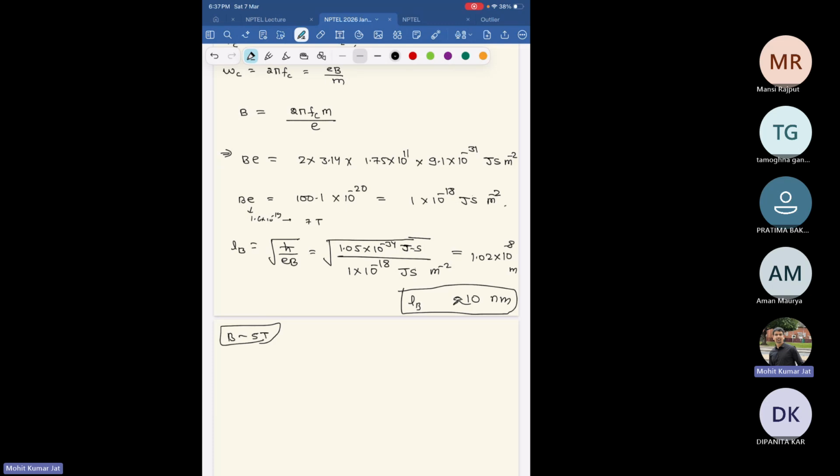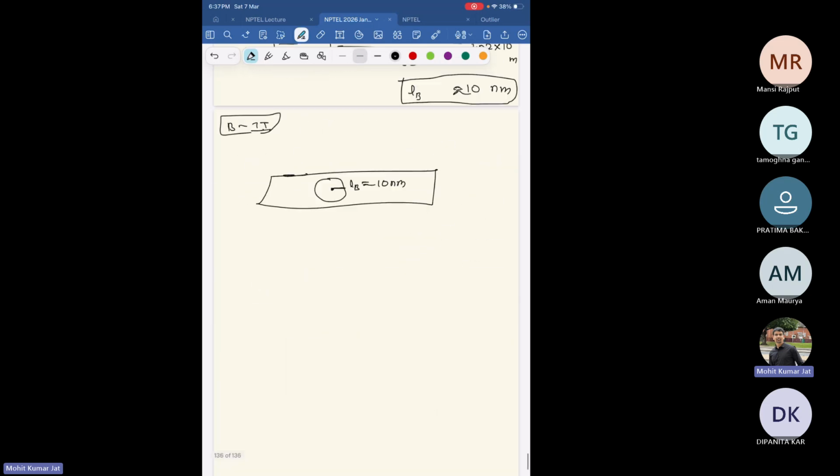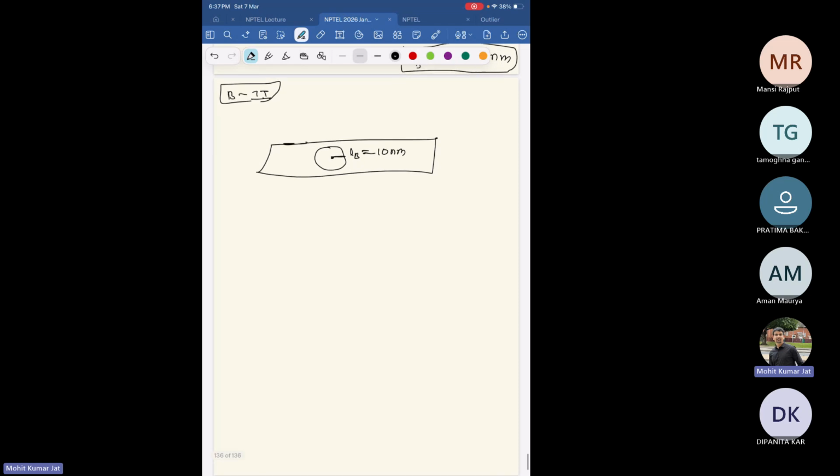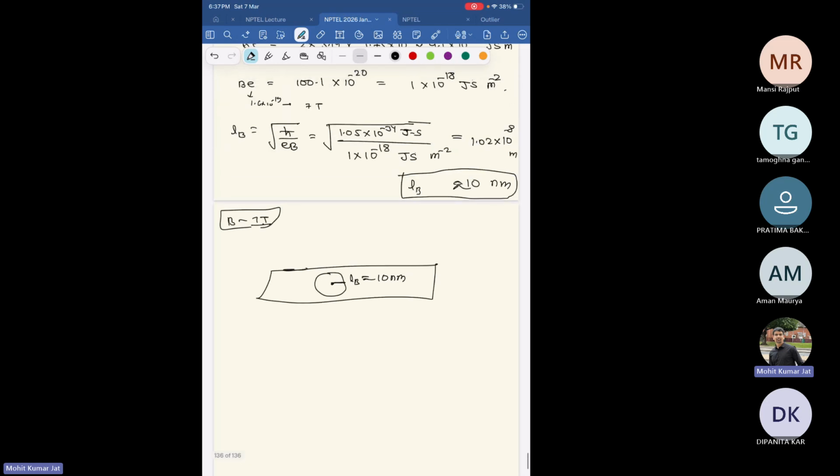So at around 7 Tesla of magnetic field, if you keep an electron in 2D electron gas, the radii of it will be LB, around roughly 10 nanometer. So they will make a kind of lattice with a radii of 10 nanometer. That's what it means.